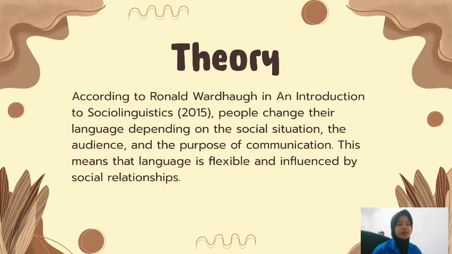Now let's look at the theory related to this topic. According to Ronald Wardhaugh in An Introduction to Sociolinguistics, people change the way they use language depending on the social situation, the audience, and the purpose of communication. In other words, language is flexible and influenced by social relationships. This theory supports the idea that style, context, and register are important in everyday communication.